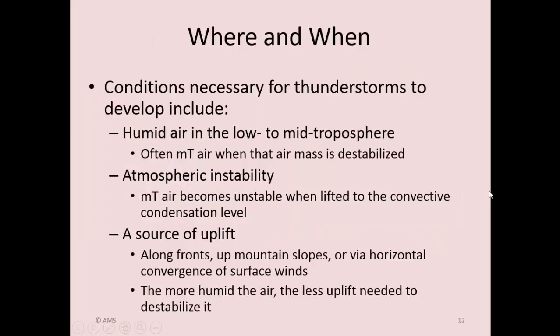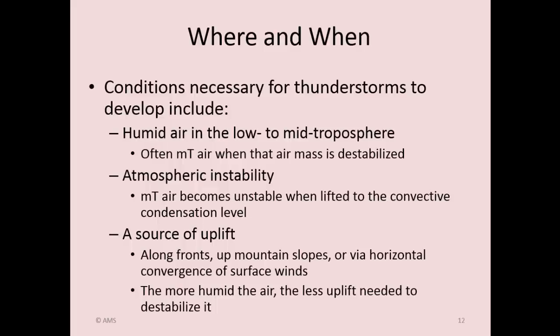Now, where and when do thunderstorms occur? First of all, we need humid air, because what we really need to do is get a lot of moisture up into the atmosphere to develop these cumulonimbus clouds. The second point is we need atmospheric instability, so this maritime tropical air can lift. The more unstable the atmosphere, the greater the lift we're going to get. And the third one is lift.